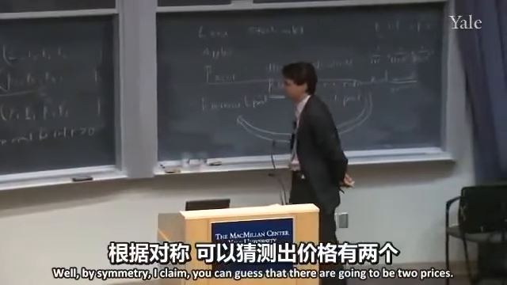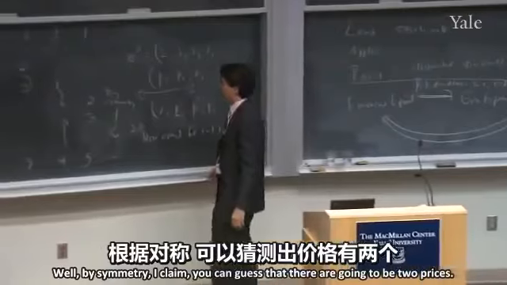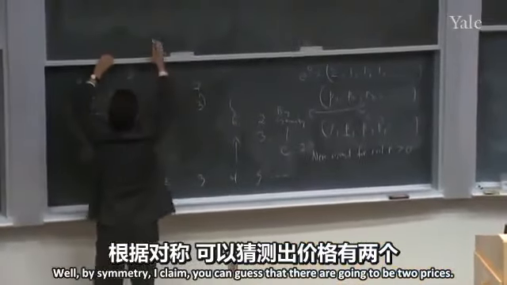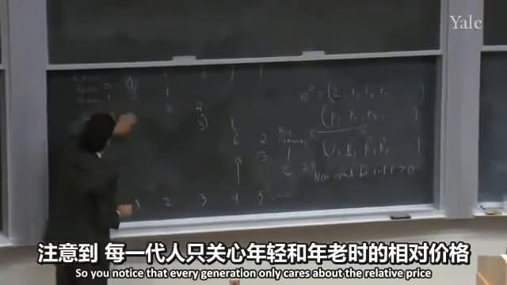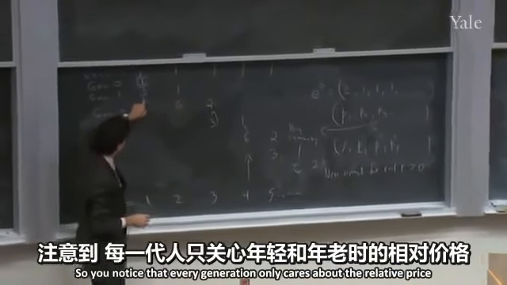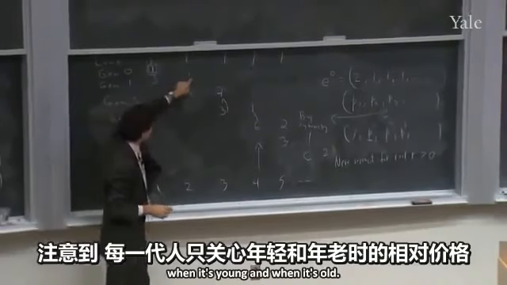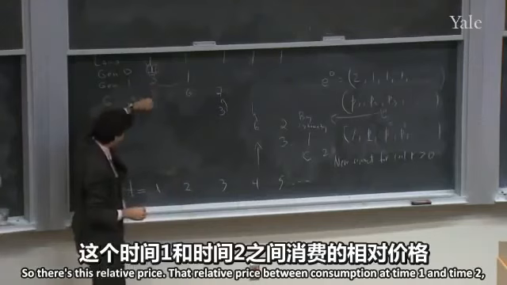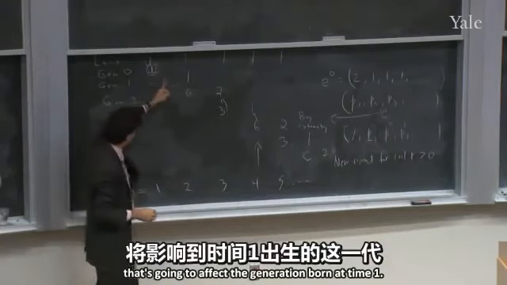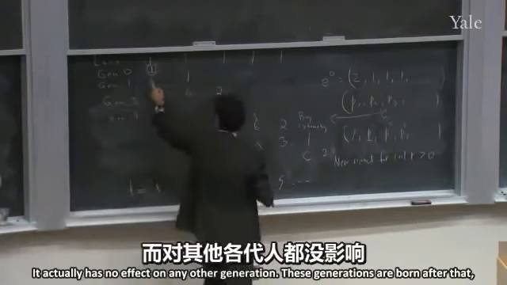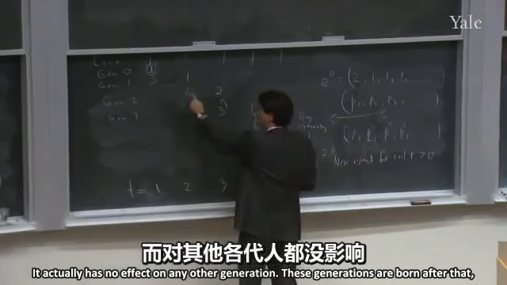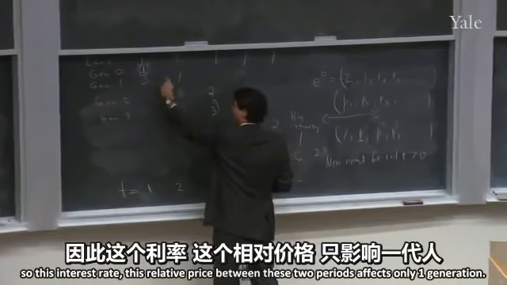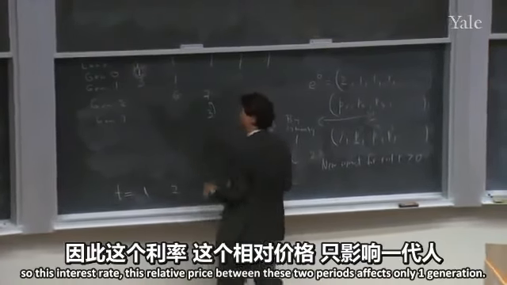Well, by symmetry, I claim you can guess that there are going to be 2 prices. So you notice that every generation only cares about the relative price between when it's young and when it's old. So there's this relative price. That relative price between consumption at time 1 and time 2, that's going to affect the generation born at time 1. It actually has no effect on any other generation. These generations are born after that. So this interest rate, this relative price between these 2 periods, affects only one generation.